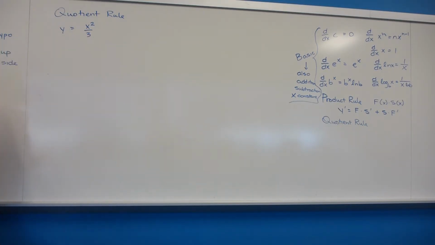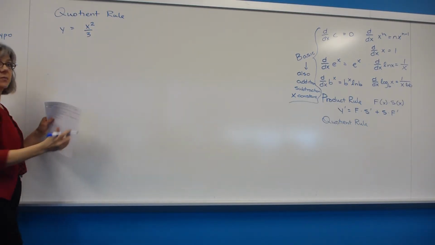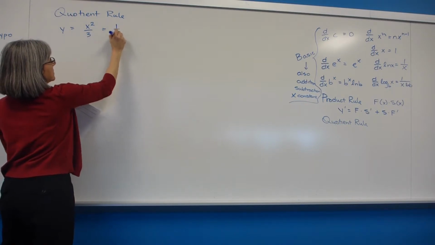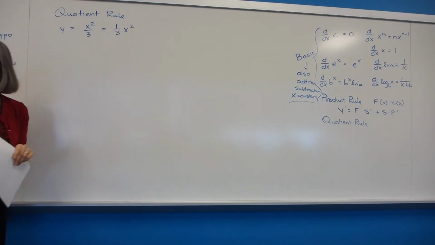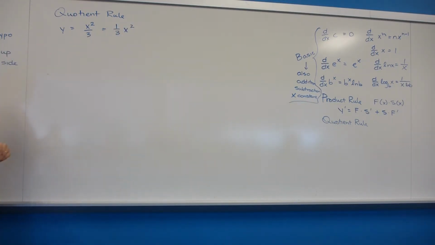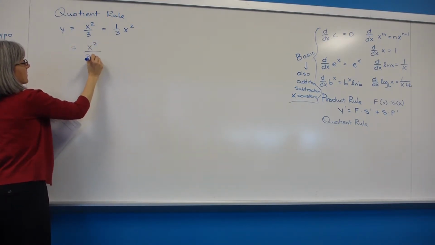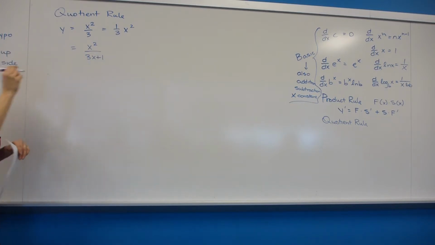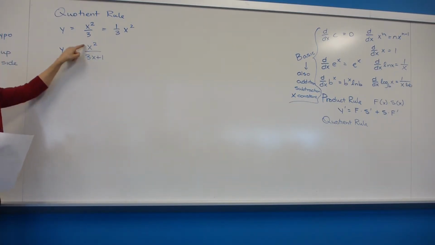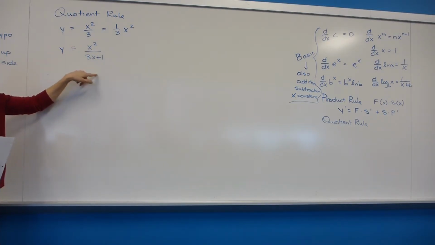Is that quotient rule? No. Dividing by a number is like multiplying by a number. That is a basic. Multiplying by a number is a basic. What about this one? Is this a basic? No. Now I've got a function divided by a whole other function. This is a quotient rule case.